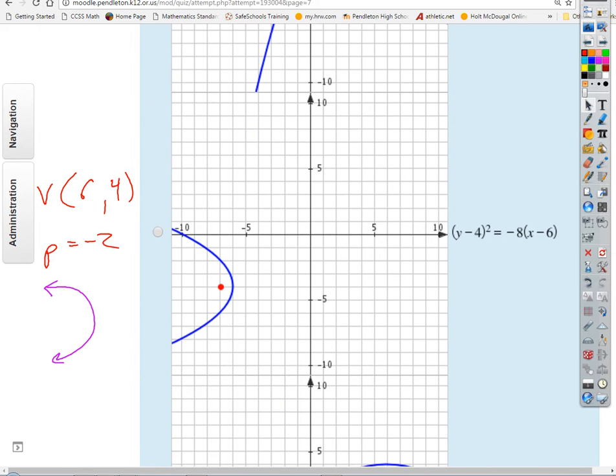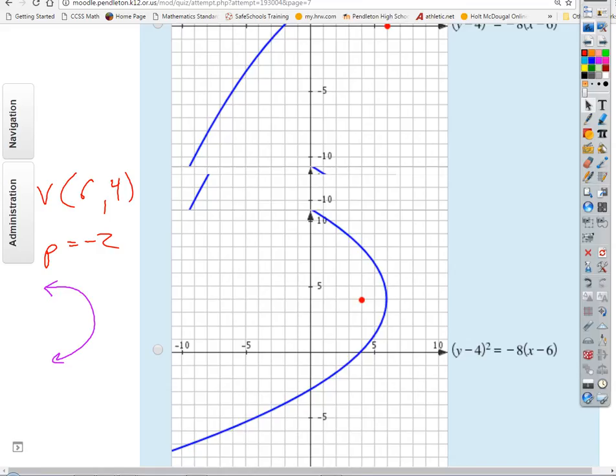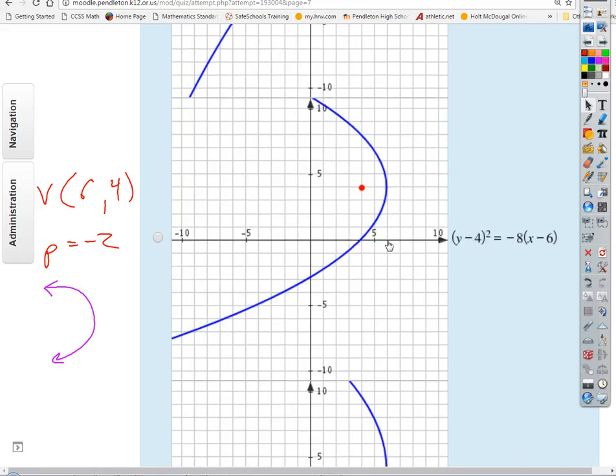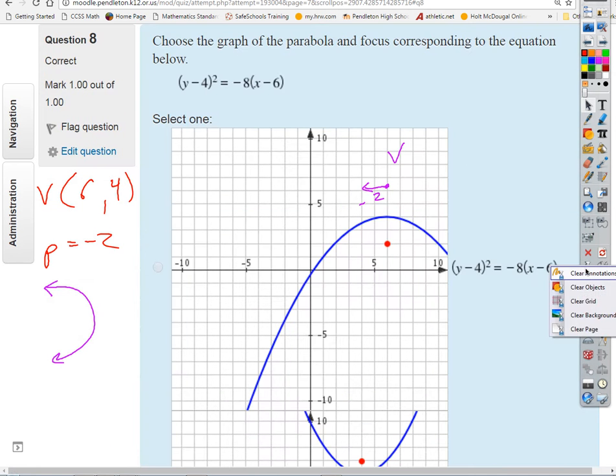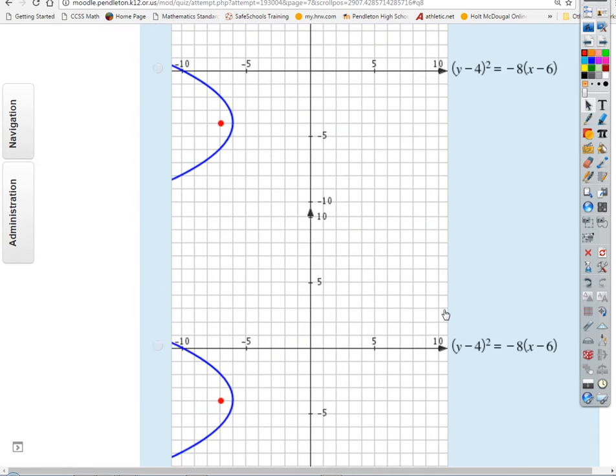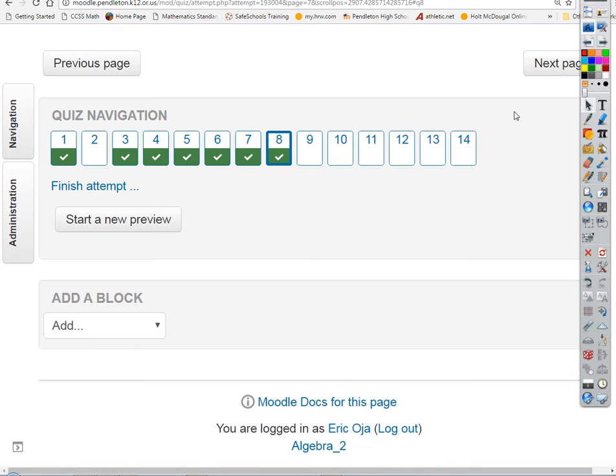So there's one, but that's the wrong vertex. Okay, that looks good, doesn't it? We go over 6 and up 4. So there's V, and p is supposed to be -2. So that one works, doesn't it? Okay, everybody see that? Okay, so that's our choice. Did we get that one right? Yeah, we did. Okay, good.